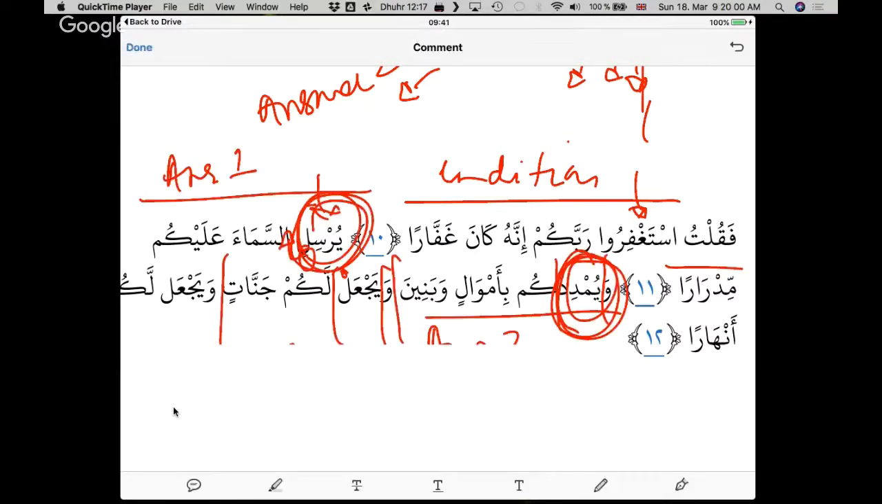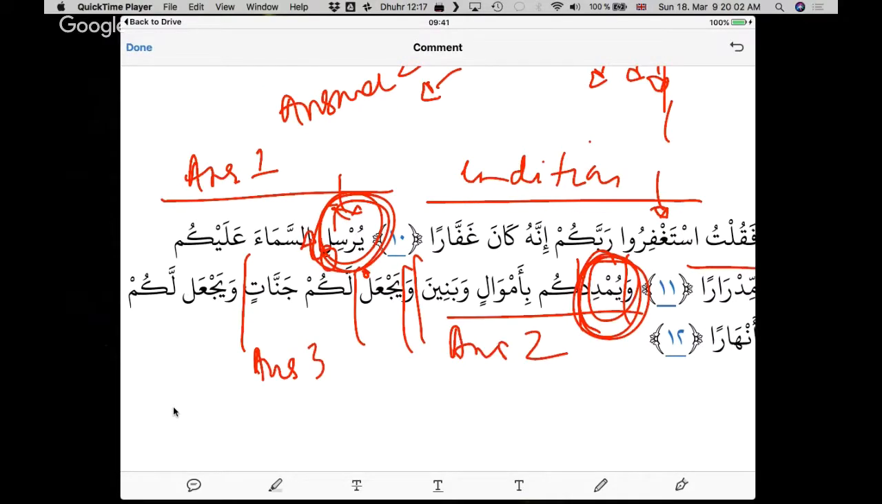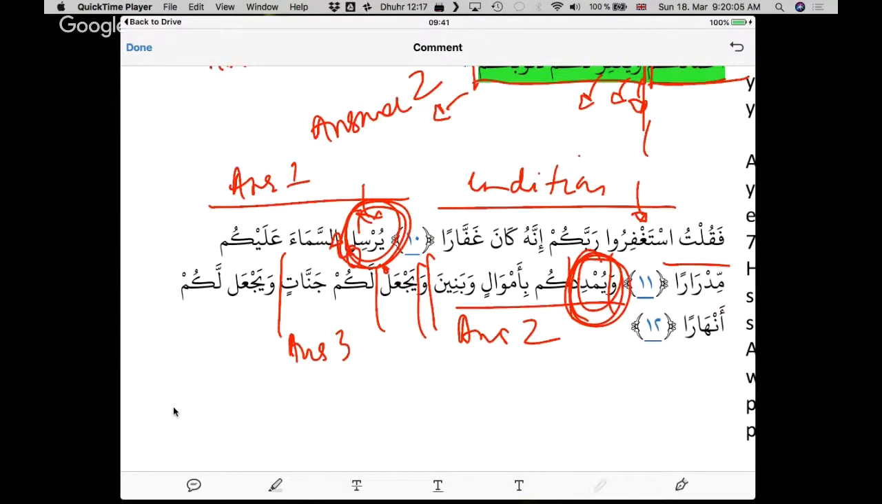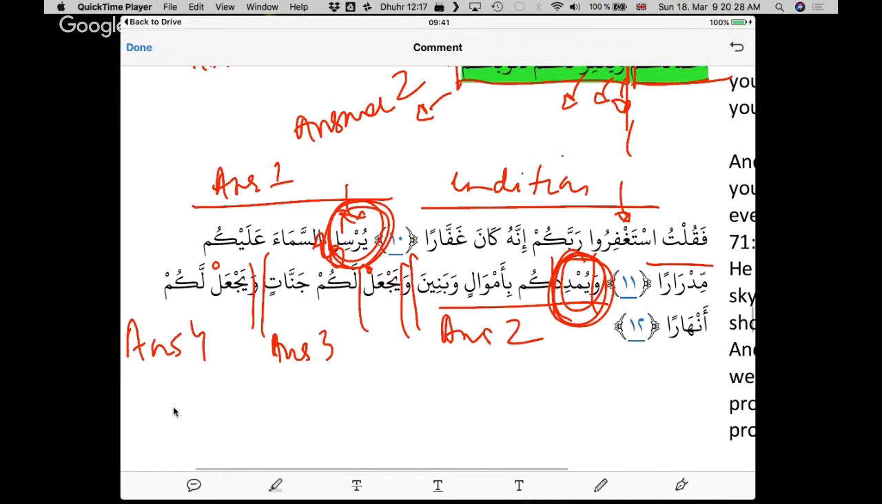Wayaj'al, again there's a connector to it. Wayaj'al, again the lightest fi'l. Lakum anhara. And he will create rivers in it for you, in the Jannah. So this is consequence 4. The 4 consequences coming out of the condition. Okay, you see that? Let's read the translation.